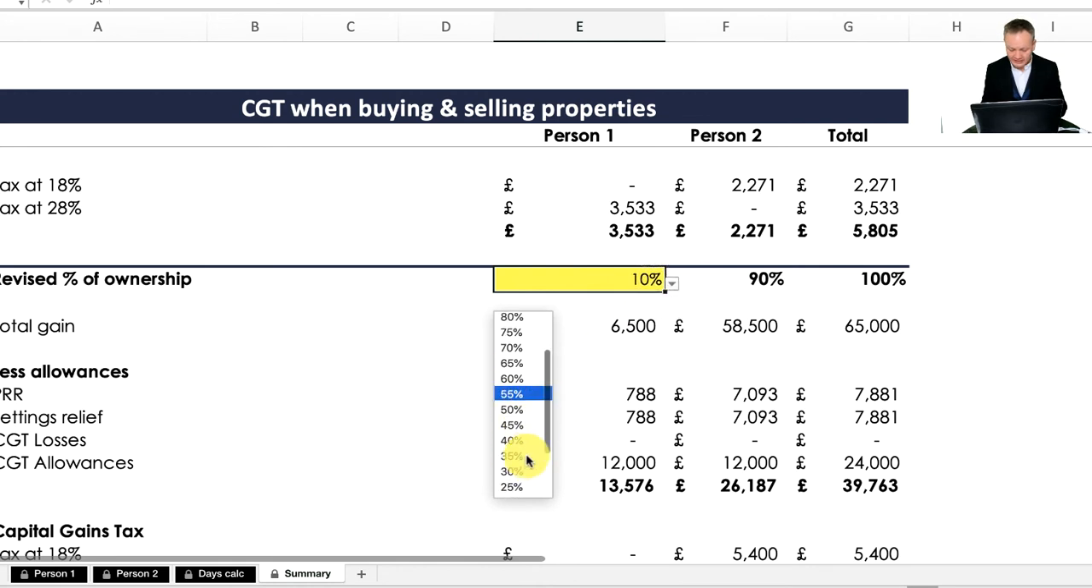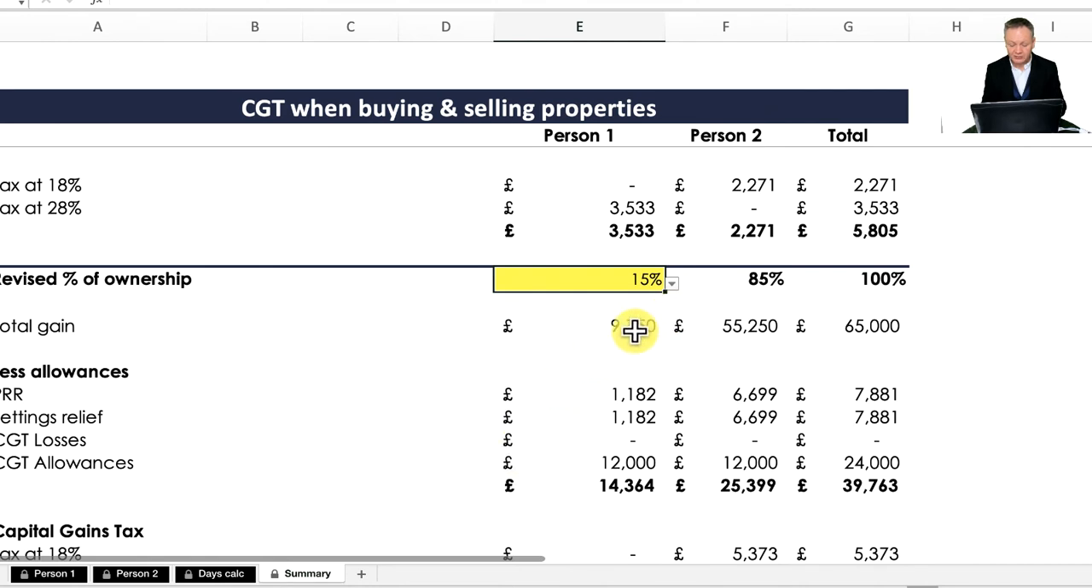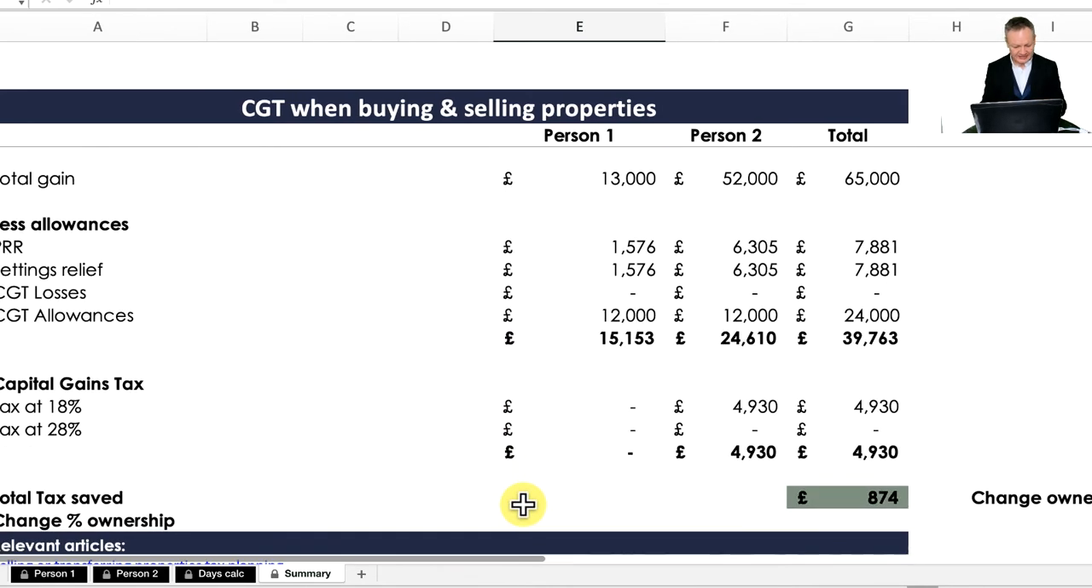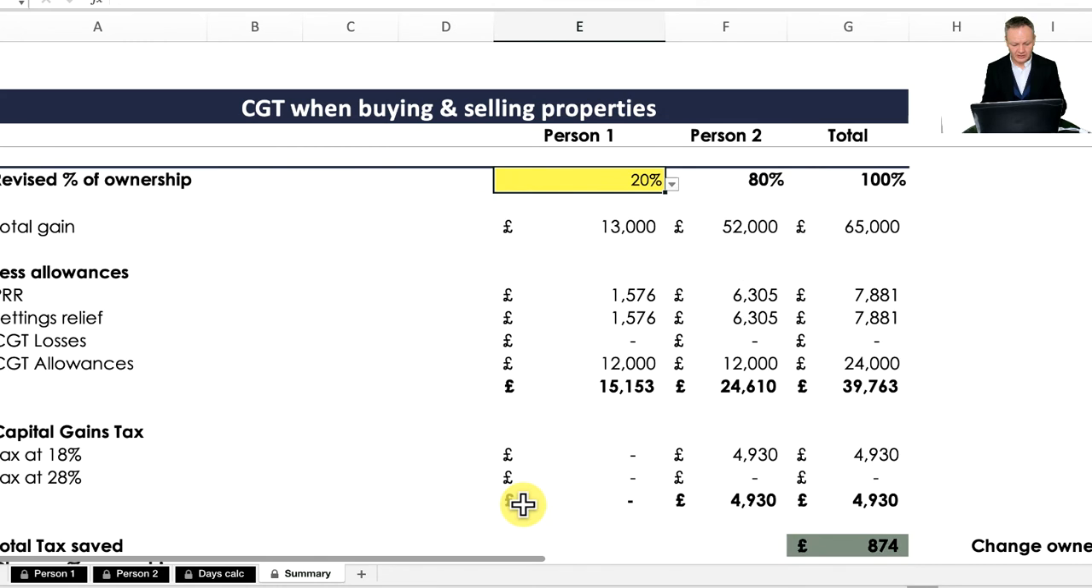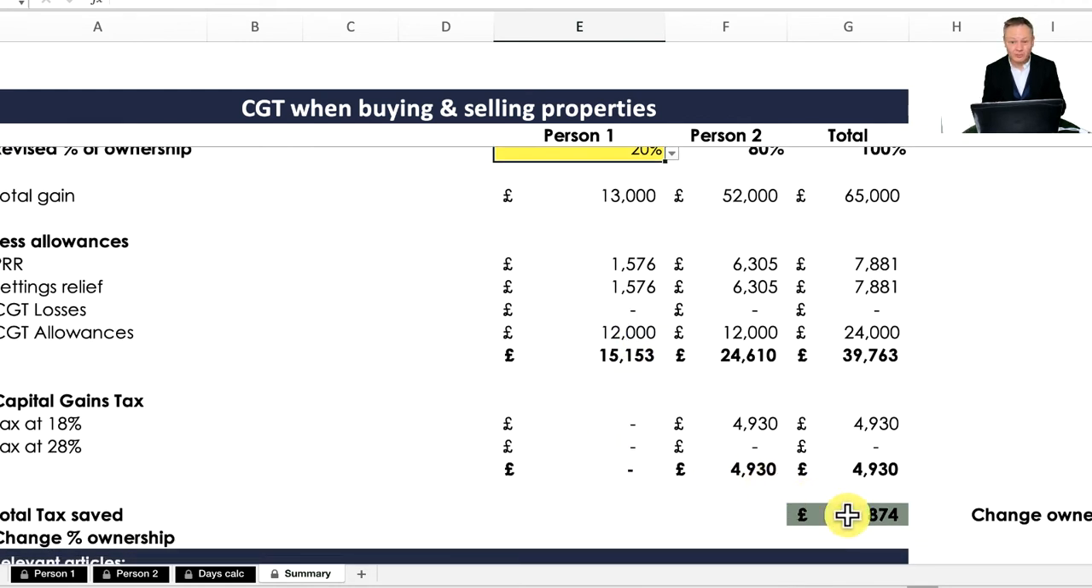So what we're going to do is manipulate this. We're going to go up by increments of just 5%. You'll notice that says now 9,750, still not enough. We need to go up again. Let's go now to 20% ownership, which is £13,000. So it's about right now. Let's see the tax implication of that going through. We've got the PR of 1,576 plus the £12,000. There is no tax to pay. This has saved £874. This video alone has saved you £874 if you've got this scenario going on.